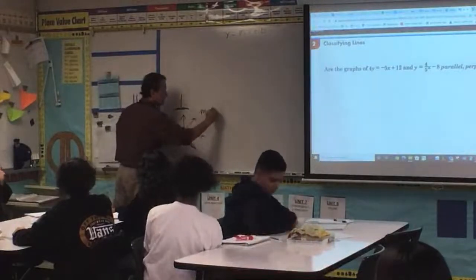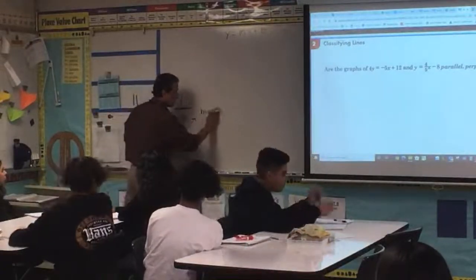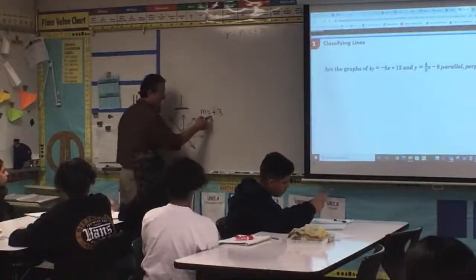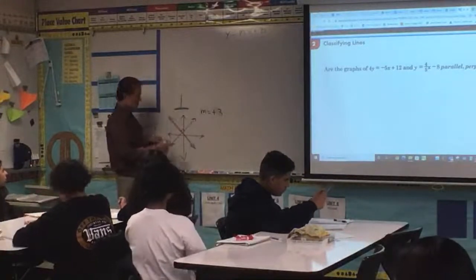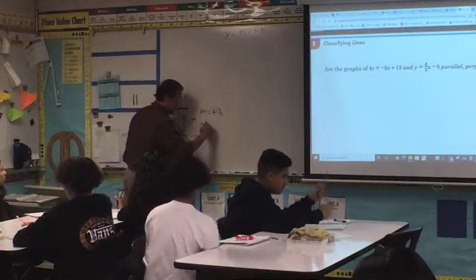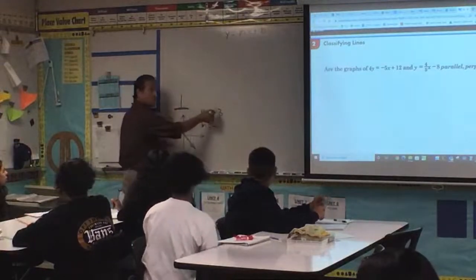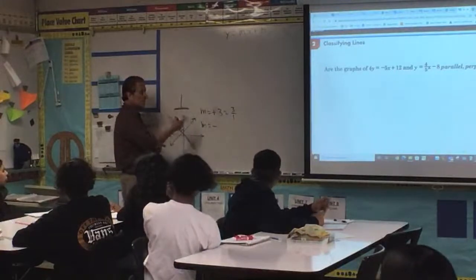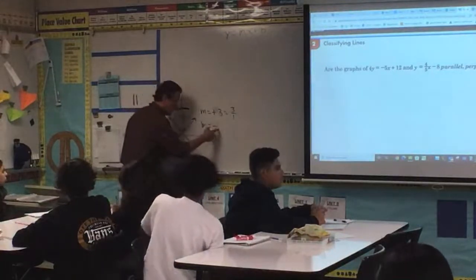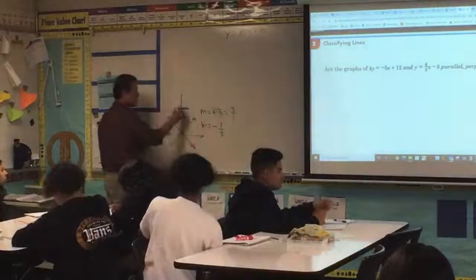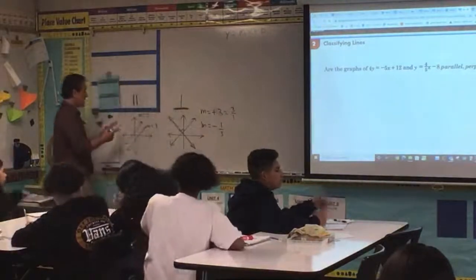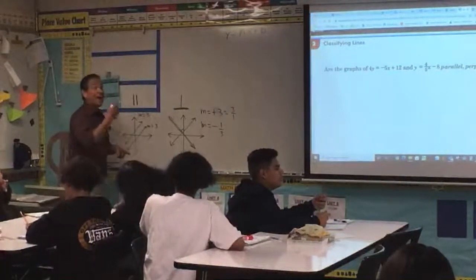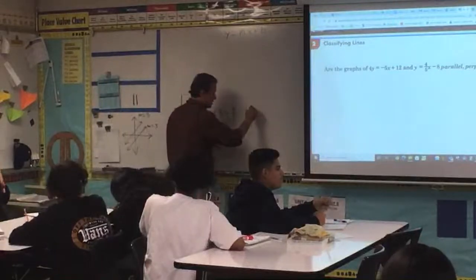But what's more important? This slope is positive, so I'm going to put a +3 right here. This slope is negative and the reciprocal of this. Remember that this is 3/1. So, Emmanuel, what would this be? 1/3. So now we have perpendicular lines.